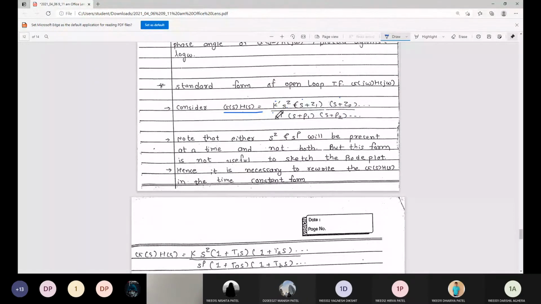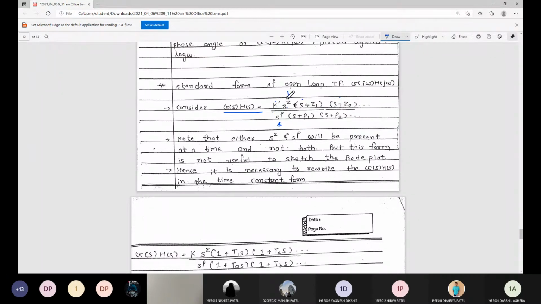s raised to 1, so here it will be s into s plus 3. s into, let us say, s plus 3. That means where are the poles? 0 and minus 3. Okay, that means this is nothing but the pole at origin. Where did the 0 pole come? It came at 0. So I will be terming it as pole at origin.